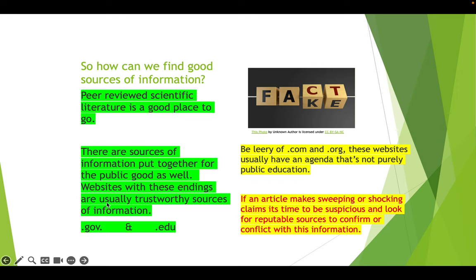Certain websites are usually trustworthy sources of information, and these are things that are put together not for profit, but for the public good. So usually things that end in .gov or .edu. These are generally reliable websites. You should be leery of .coms and .orgs. These websites usually have an agenda, like to make a profit or to promote a cause, and that agenda is not purely for public education or the public good. Another thing to keep in mind is if an article makes sweeping or shocking claims, it's time to be suspicious. Look for reputable sources to confirm or conflict with this information.